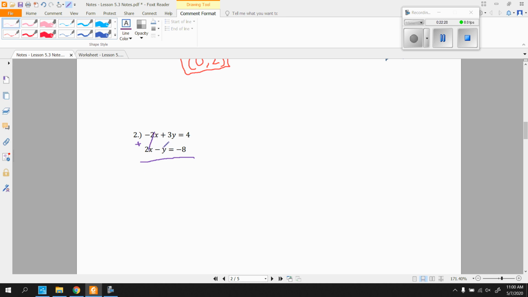Be careful here in a situation like this. What is positive 3 plus negative 1? There's a little negative 1 in front of that y there. So it's really 3 minus 1. We're going to end up with 2y. And you could just do it as 3 plus negative 1. It's going to work out that way.